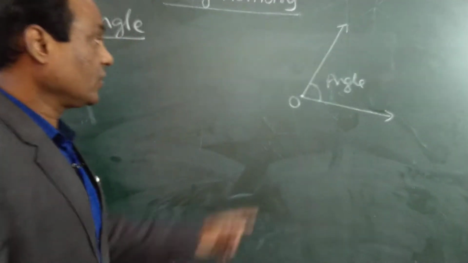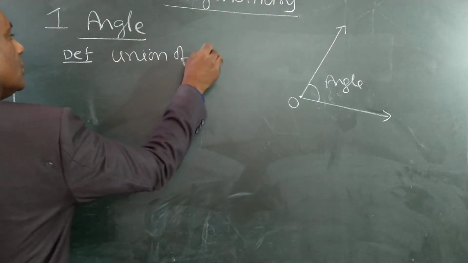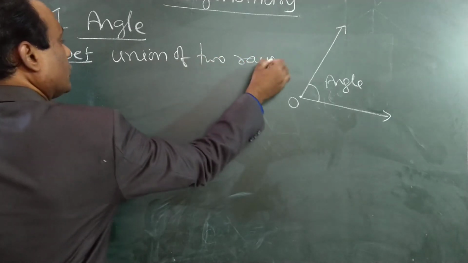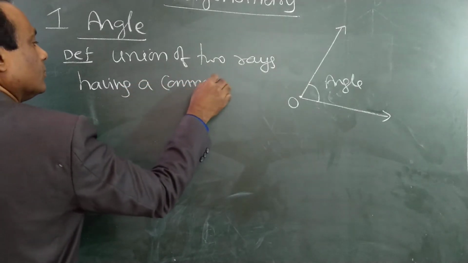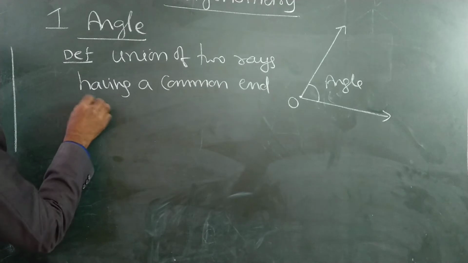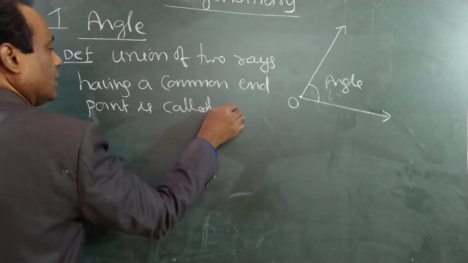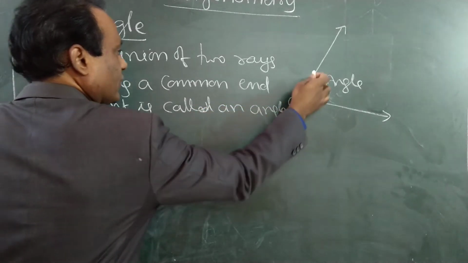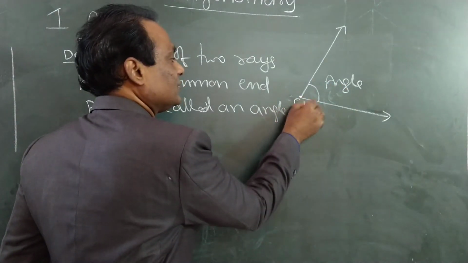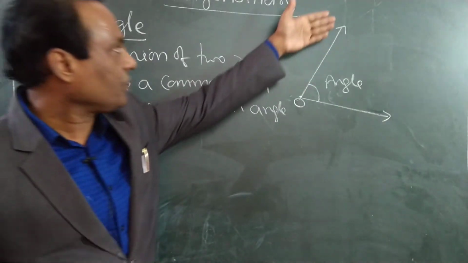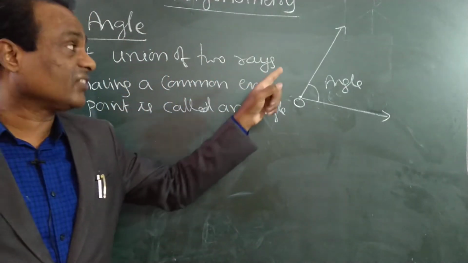Union of two rays having a common end point is called an angle.